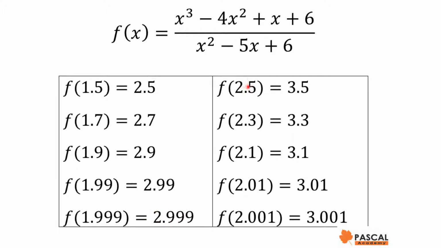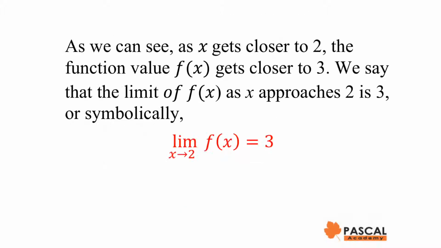Similarly, when x is getting close to 2 and x is bigger than 2, f of x is getting close to 3. This means as x gets closer to 2, the function f of x gets closer to 3. We say the limit of f of x as x approaches 2 is 3. This is the notation that we use to show the limit of f of x as x approaches 2 is 3.